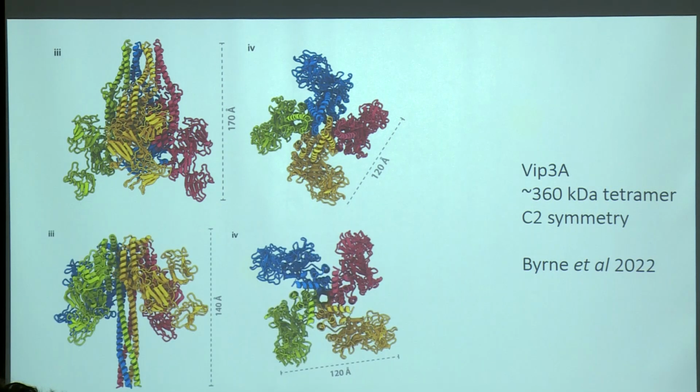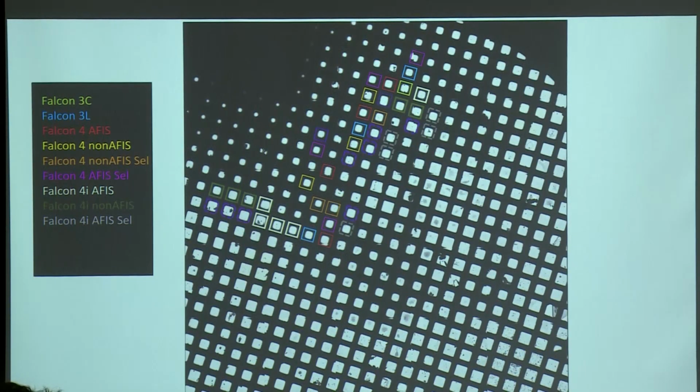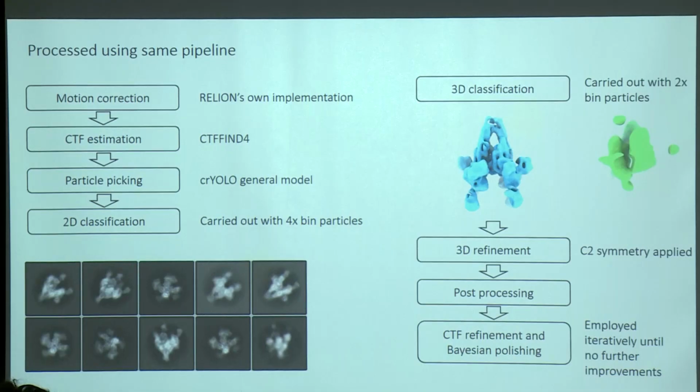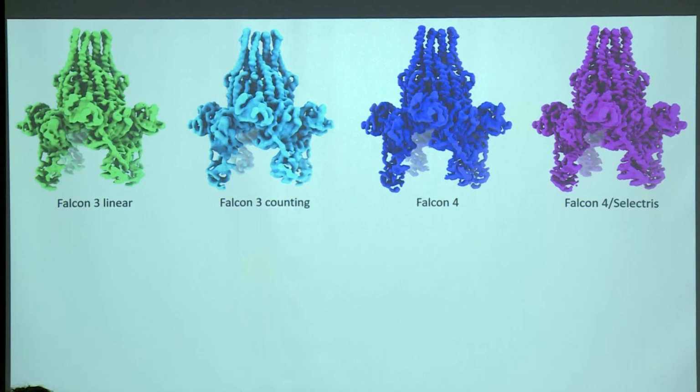So we took a single grid of this protein, and we took multiple 4-hour data collections using a whole variety of different hardware and software. What we really wanted to do was compare the performance of the different detectors. We collected 4 hours of data and put it through the same image processing pipeline to generate our structures. Four are shown here: the Falcon 3 in linear and counting mode, the Falcon 4, the new detector from Thermo Fisher, and also the Falcon 4 in combination with the Selectris energy filter.